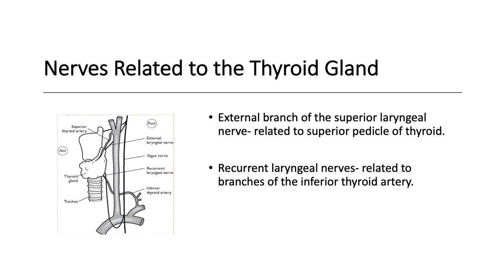Because of this difference, the chance of damage to the right recurrent laryngeal nerve is higher compared to the left recurrent laryngeal nerve. So damage to a unilateral recurrent laryngeal nerve will lead to hoarseness of voice, and damage to bilateral recurrent laryngeal nerves will lead to stridor and respiratory compromise.